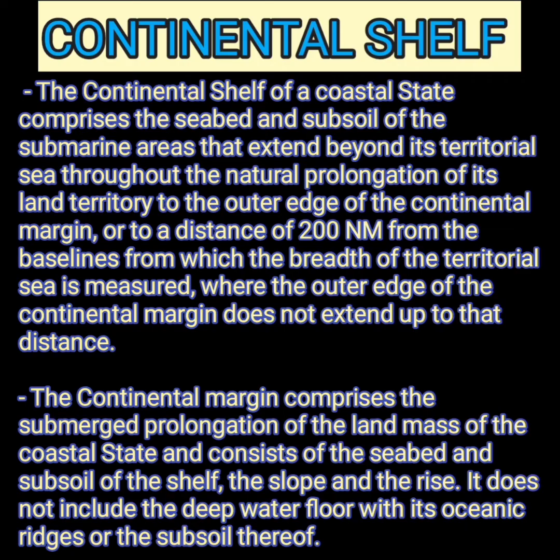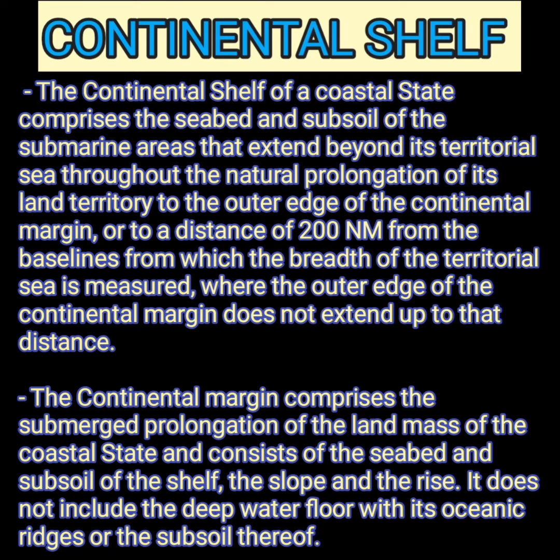So let's get started. The continental shelf of a coastal state comprises the seabed and the subsoil of the submarine areas that extend beyond its territorial sea throughout the natural prolongation of its land territory to the outer edge of the continental margin, or to a distance of 200 nautical miles from the baseline from which the breadth of the territorial sea is measured. And this 200 nautical miles distance is considered where the outer edge of the continental margin does not extend up to that distance.